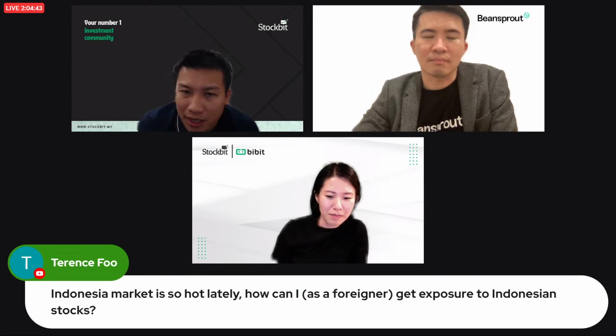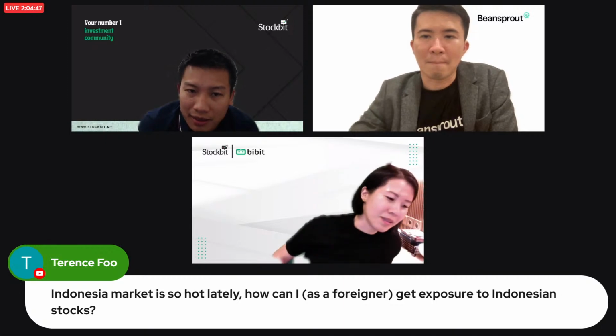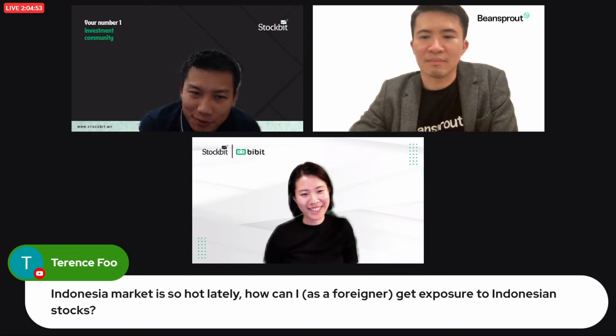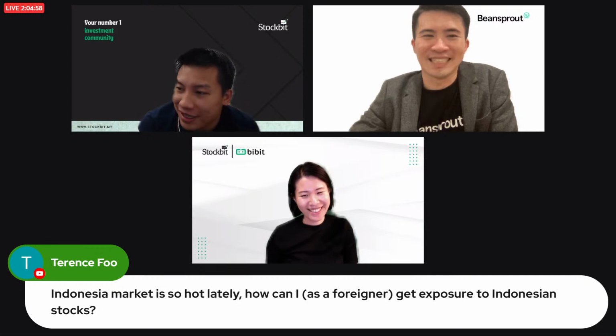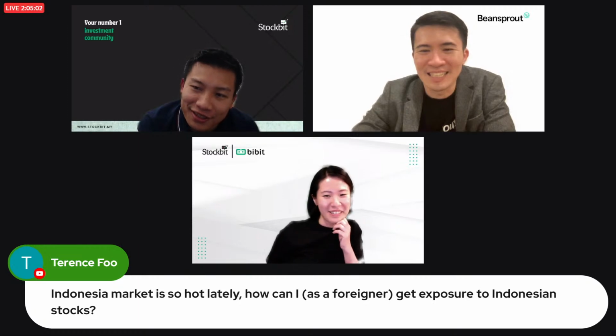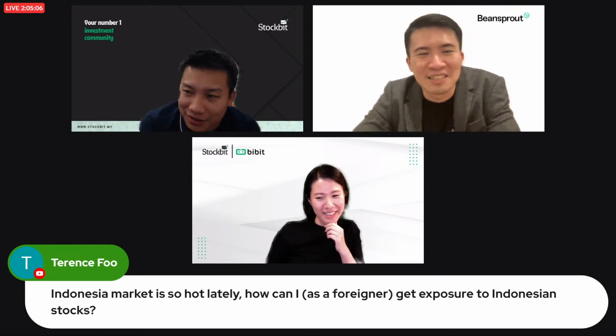However, do bear in mind that the FX rate and the brokerage fee are pretty high. So yeah, maybe in the future it will be a lot easier to open a StockBit Sekuritas account. Maybe Fifi, once that day comes, do let us know, because I can see there is a lot of interest from this side of the world to invest in Indonesia.